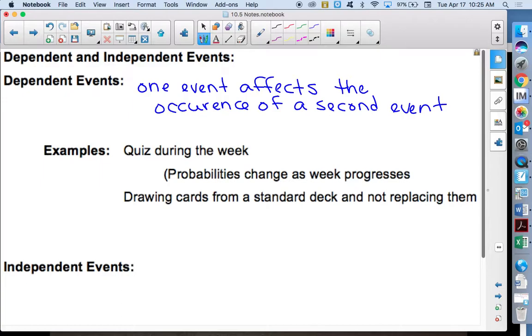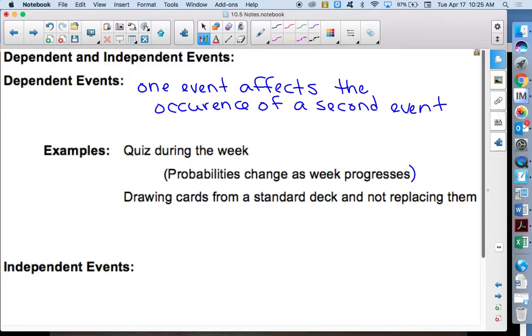And then there are two examples underneath. Just a parenthesis here. So it says a quiz during the week. If I gave you a quiz on Monday without teaching you anything, your chances of scoring well probably are pretty low. However, if I give you a test on Friday after teaching you all the material, then you should do well on the quiz because you've learned the material. So if I gave you a pre-test versus a post-test, or a pre-quiz versus a post-quiz, the probability changes as the week progresses or as you learn more material that would be on the quiz.